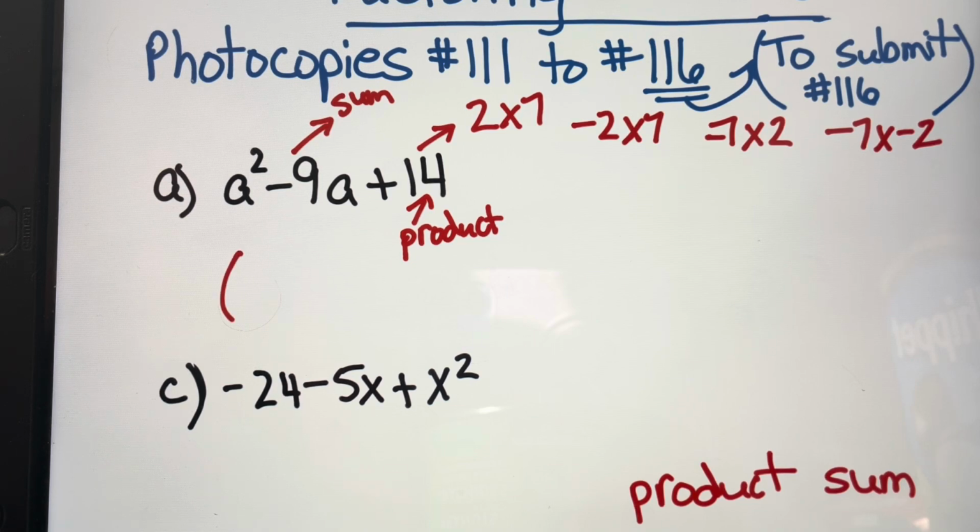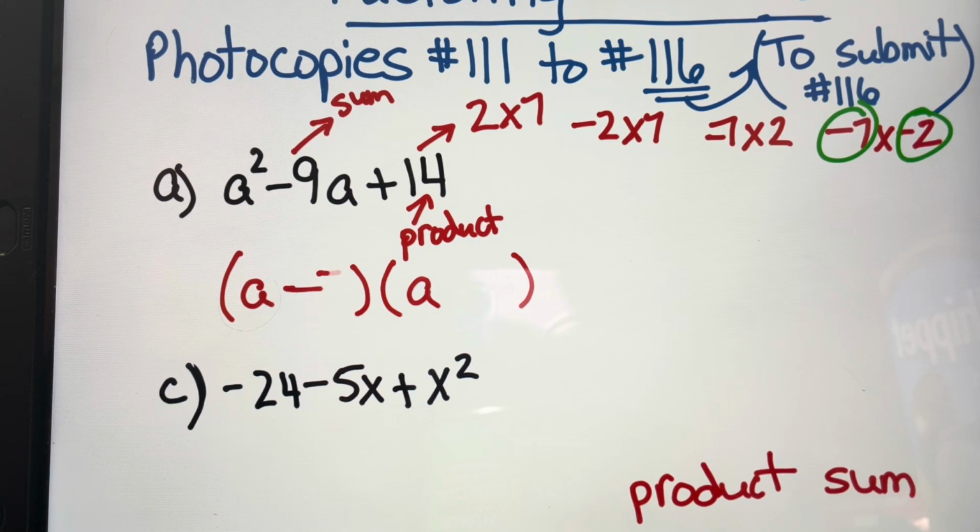So that means I can put A in one bracket, A in the other bracket, just like we used to do with difference of squares. And now I'm going to grab these numbers, -7 and -2, and I'm going to write them in my bracket, -7, -2. And I am finished factoring that simple trinomial. We call it a simple trinomial because there's no number in front of that A squared. There's no coefficient.